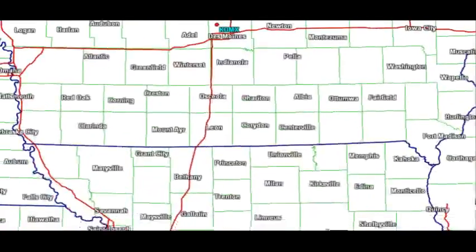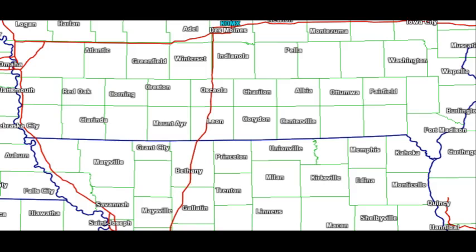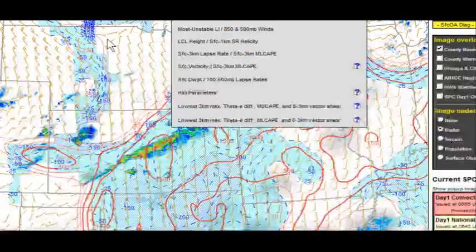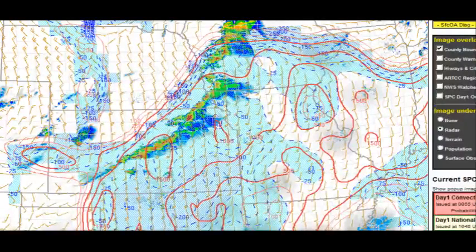Okay, Des Moines is not coming up for some reason. Still showing downloading. I think I'm going to restart GR Level 2 here. I don't know what the problem is.